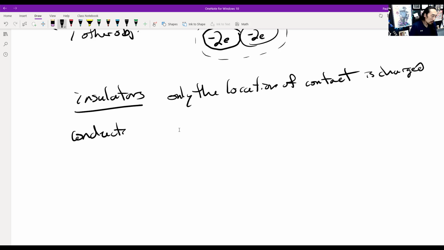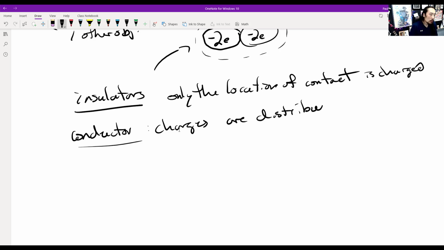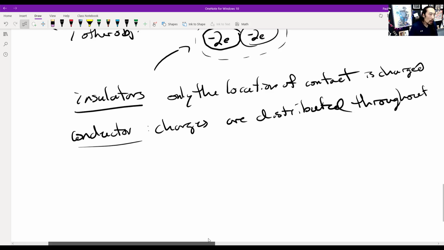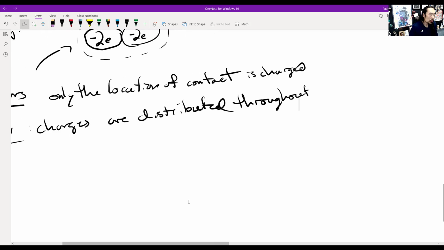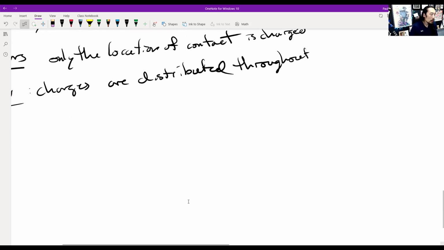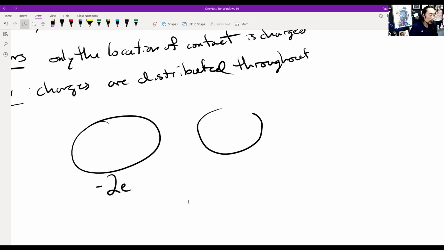And in the example before up here, that was more of a conductor example. Charges are distributed throughout. Okay, so let's go into an example of this. So let's say, I'm going to try my best for the insulator to sketch it out this way, but let's say we have a -2e here, and here we have, let's just say, a 0.